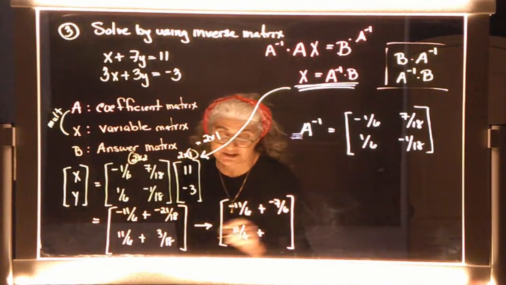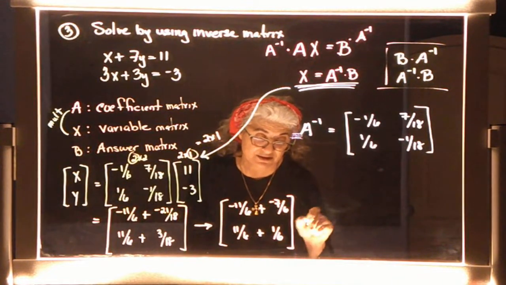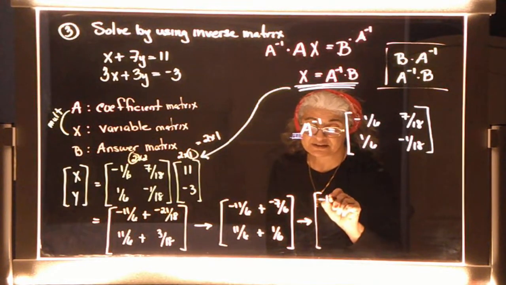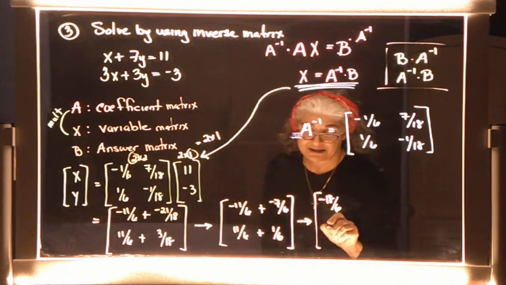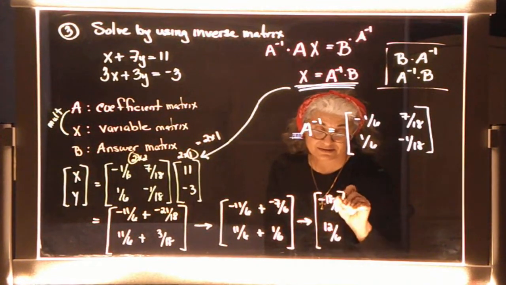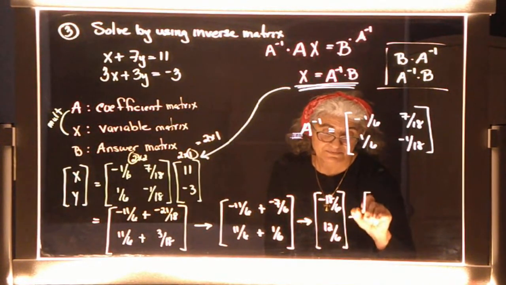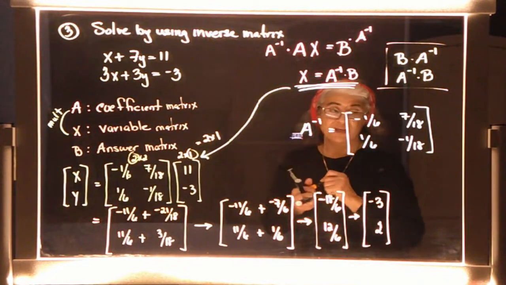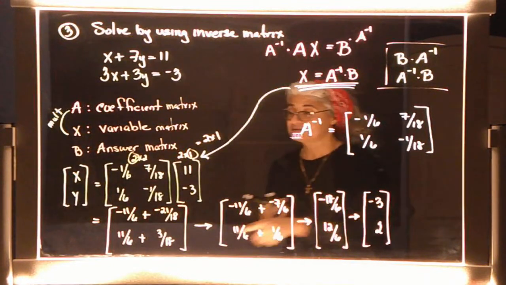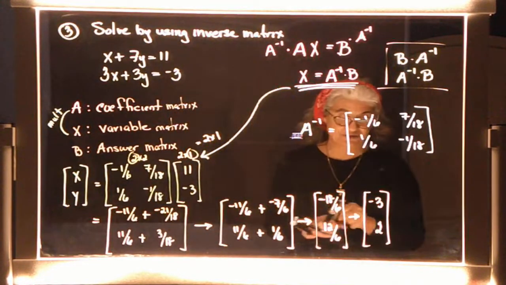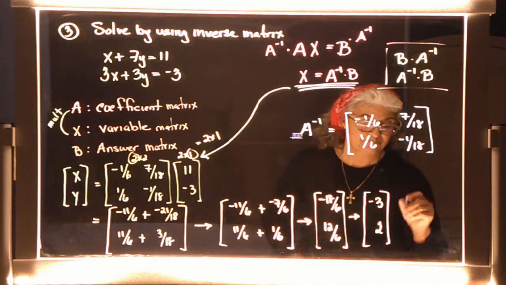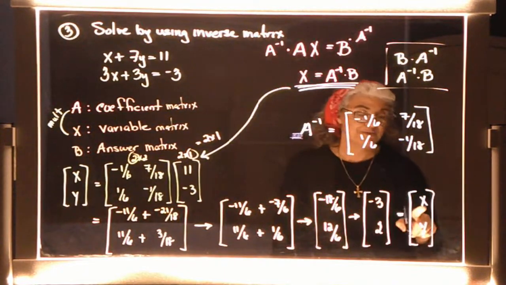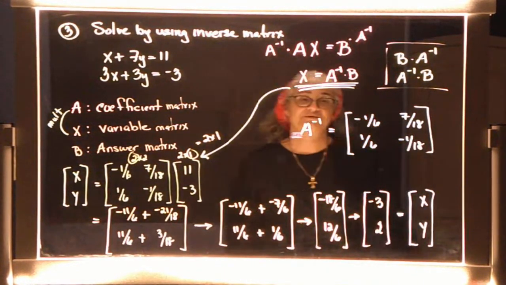And again, gratefully, this reduces to 1/6, which means, what is that? Negative 18/6 and 12/6, which means negative 3 and 2. That tells me, because it equaled the variable matrix, that x is negative 3 and y is positive 2.